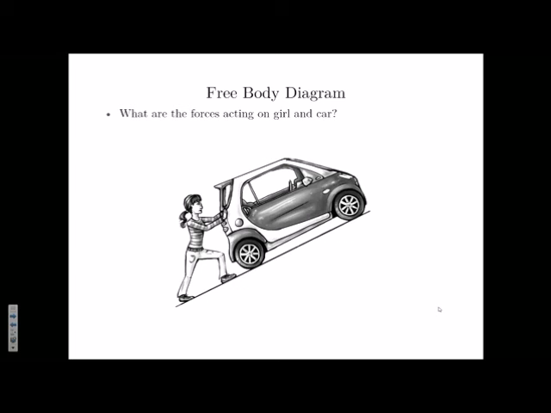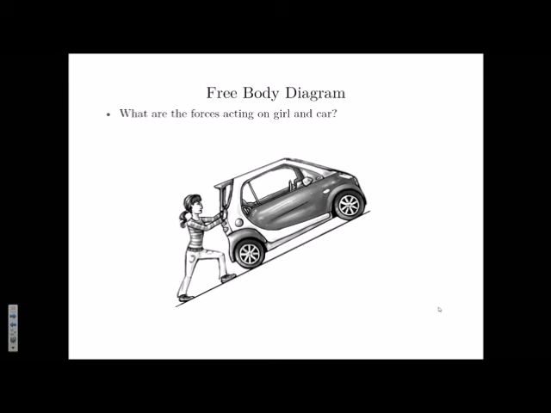Friction force on the ground between the girl and the ground, right? So there is a friction force between those two as well. The car is pushing back on her, right? So that's Newton's third law. If there's a 5 Newton force being applied by the girl on the car, the car is applying the same force on the girl in the opposite direction.